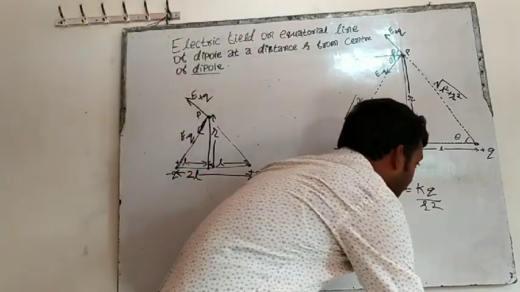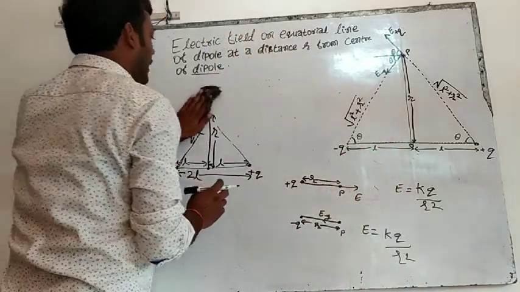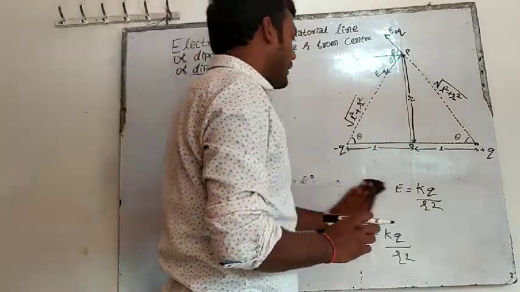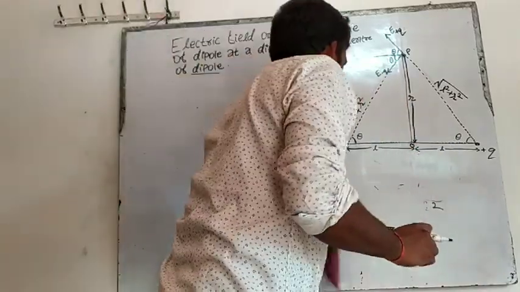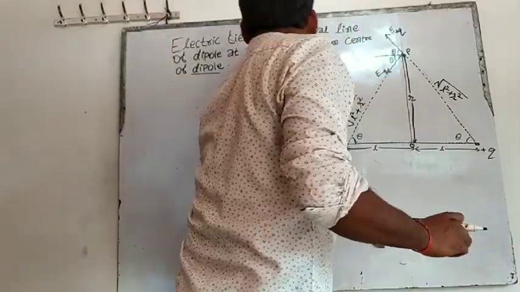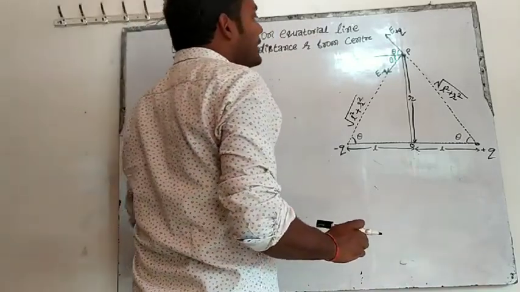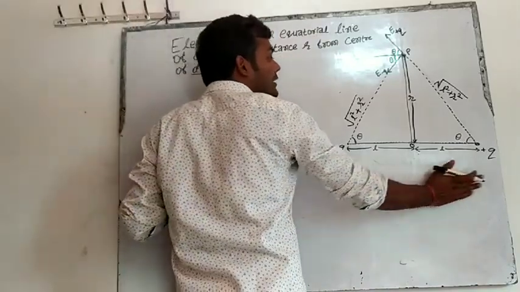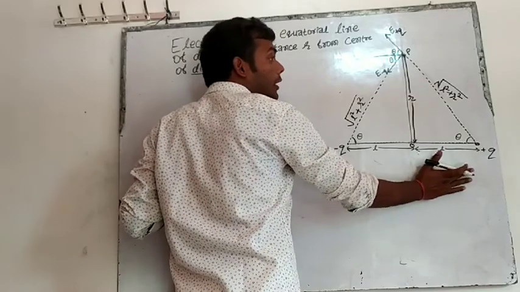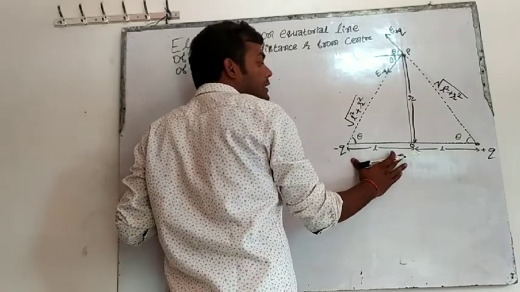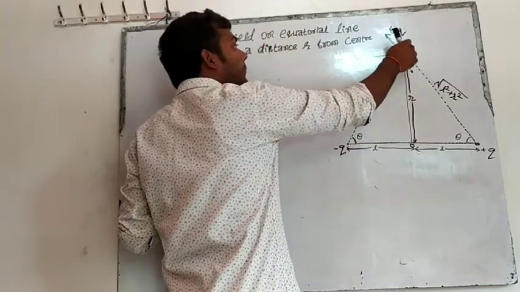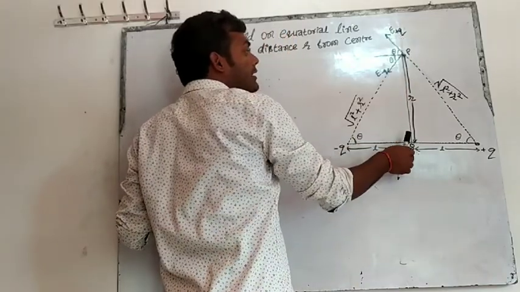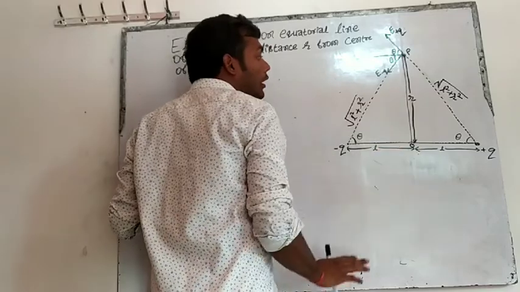The same picture I have made here very clearly, and I hope you will understand this picture. Try to understand this picture. This is negative charge, this is positive charge, both separated by 2L distance. This is center of dipole, so this distance will be L and this distance will also be L. We want to find electric field at any point P, which is kept at a distance r from the center of dipole. Clear?